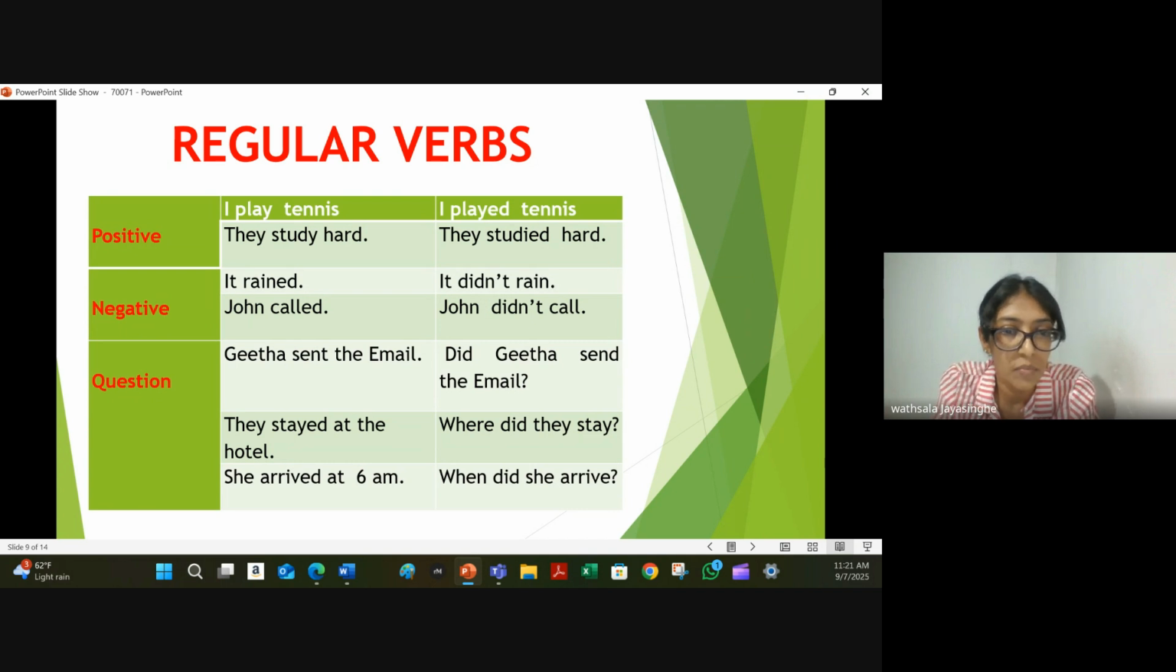Geeta sent the email. When you use question form: Did Geeta send the email? They stayed at the hotel. Where did they stay? She arrived at 6 a.m. When did she arrive?